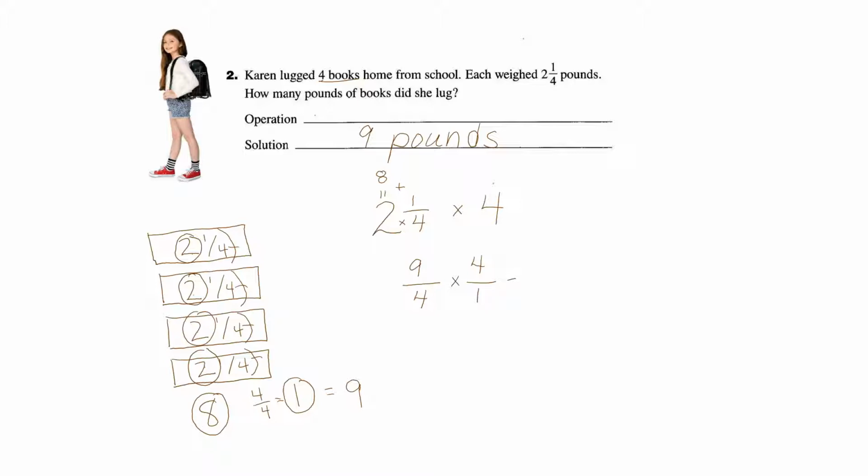We can reduce before we multiply. 4 divided by 4 is 1. 4 divided by 4 is 1. 9 times 1 is 9, and 1 times 1 is 1. 9 divided by 1 is 9, and that matches our answer. Our operation that we used was multiplication.